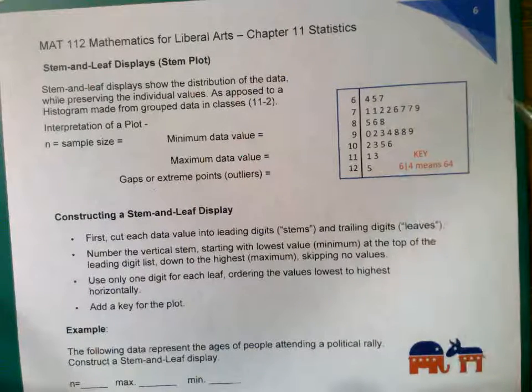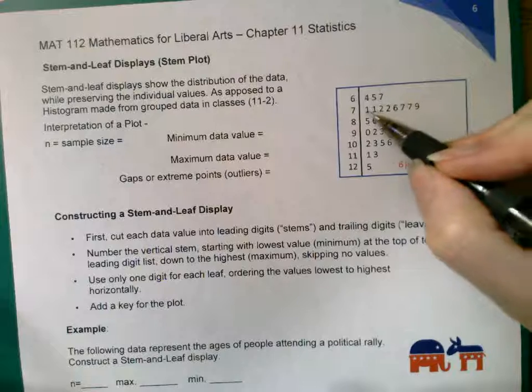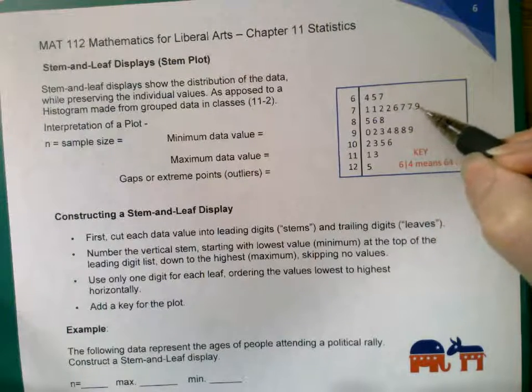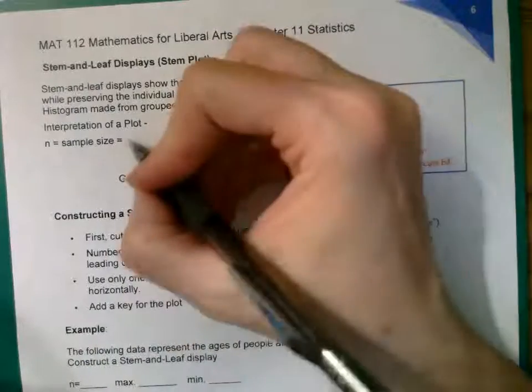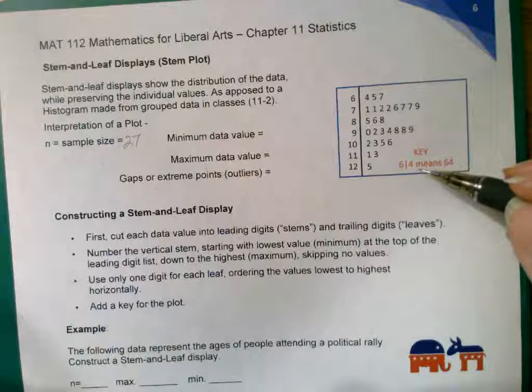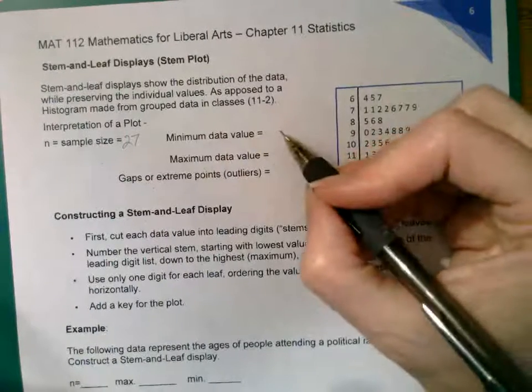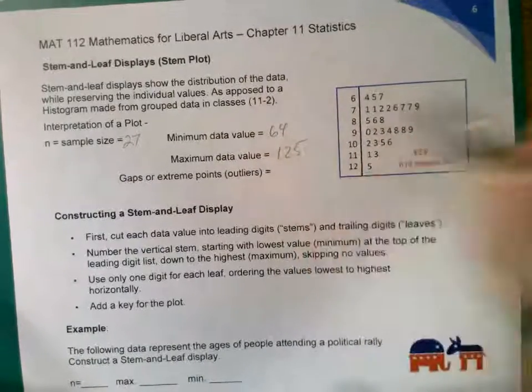Okay, so let's see, sample size. There is 1, 2, 3, 4, 5, 6, 7, 8, 9, 10, 11, 12, 13, 14, 15, 16. If I count all of these, apparently I'm going to get 27. That's how many data points I had on my clipboard. The minimum value is 64. The maximum value is 125.